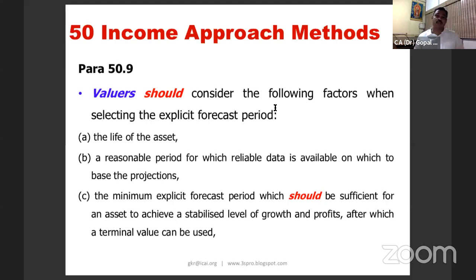Why are you fixing 5 years, 4 years, 6 years as an explicit forecast period? This has to be fixed and reasoned out. You can't just say like that, I'm taking up to 5 years. Why 5? Why 5 years? You have to give a reason.